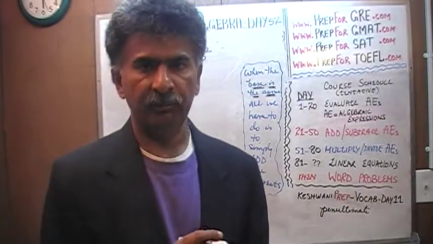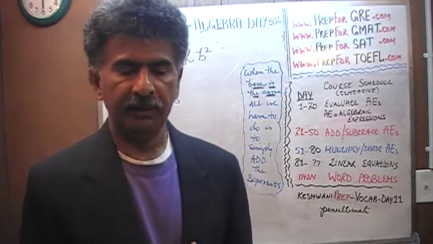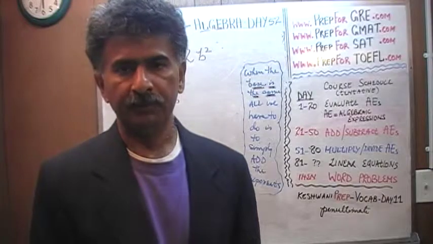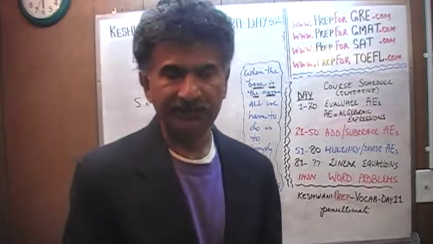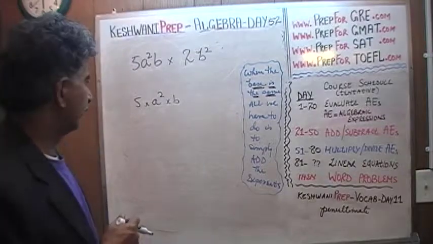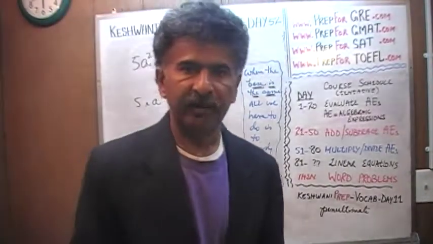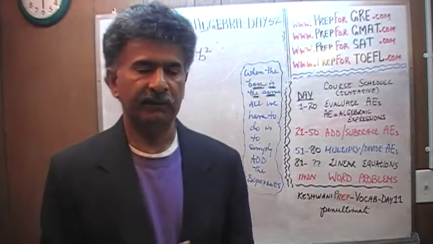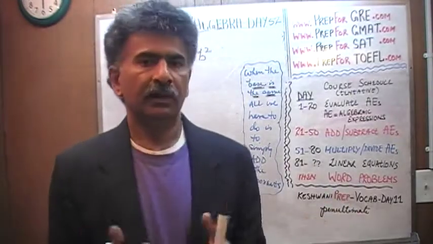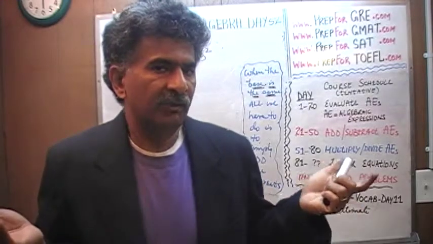No mathematician will take the time to say it properly. They do not bother with it. It's not that they're too lazy, their time is valuable. So instead of saying 5 times a squared times b, they simply say 5a squared b. And you have to understand that since nothing is being said in between, it's understood that they're being multiplied.